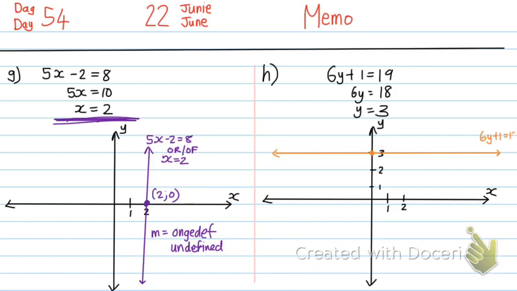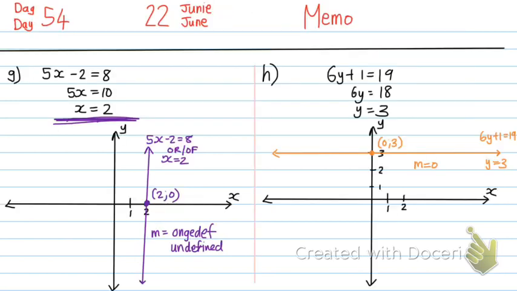Equation 6y plus 1 is equal to 19, or the simplified equation y is equal to 3. Then I write the coordinates of the y-intercept (0; 3). Does this one have an x-intercept? No, it doesn't. Okay, and then I have the gradient equal to 0.